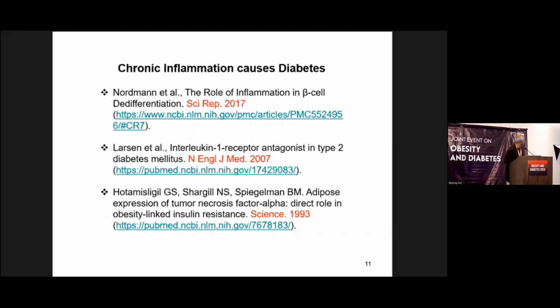Metabolic syndrome. Okay, chronic inflammation. Inflammation causes diabetes. A lot of papers, you see that, Science, New England Journal. So inflammation is the root cause of diabetes.